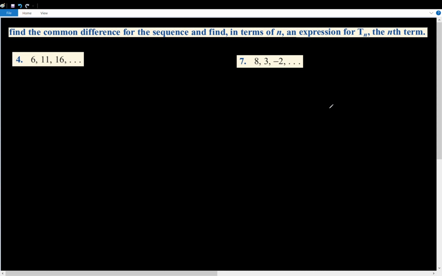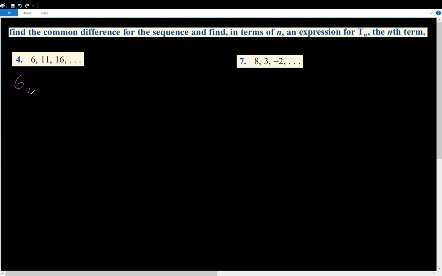This is questions 4 and 7 from exercise 22.5 in Project Maths 2. We have to find the common difference for the sequence and find, in terms of n, an expression for Tn, which would be the nth term of the sequence. So we'll start with question 4 here, where our sequence is 6, 11, 16.